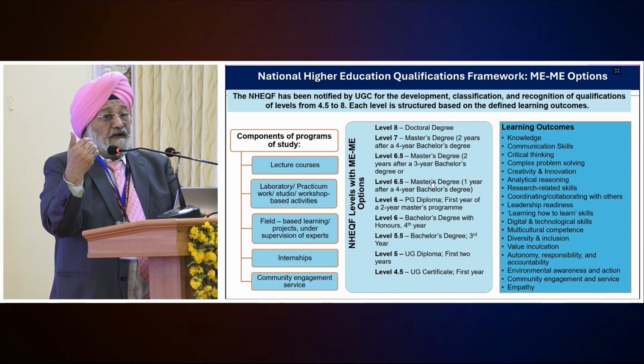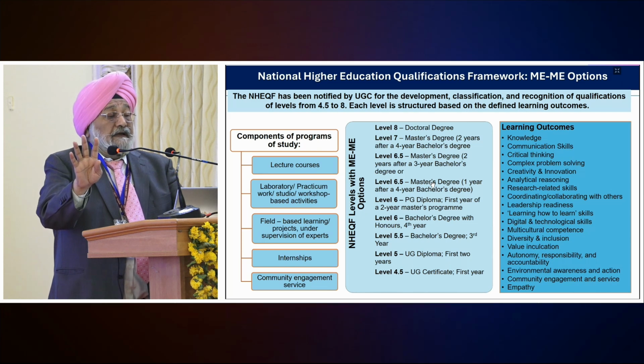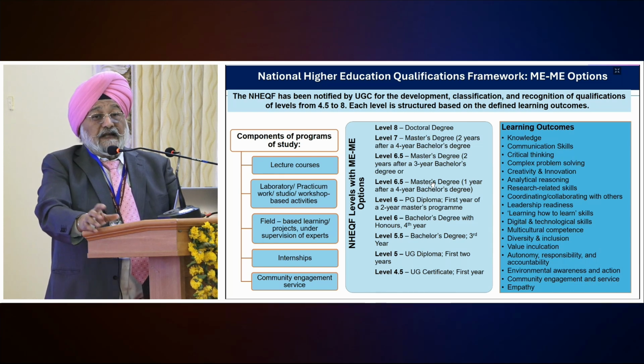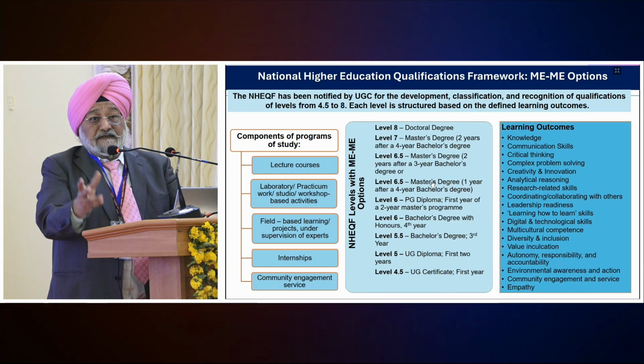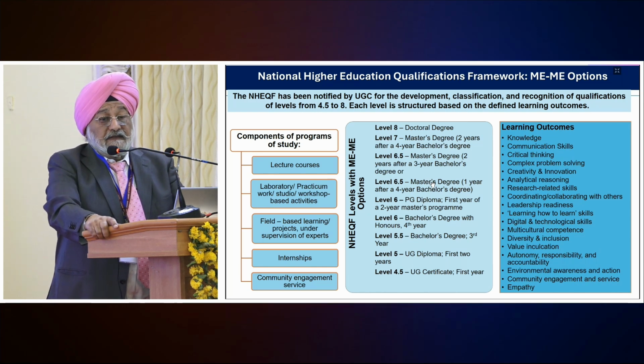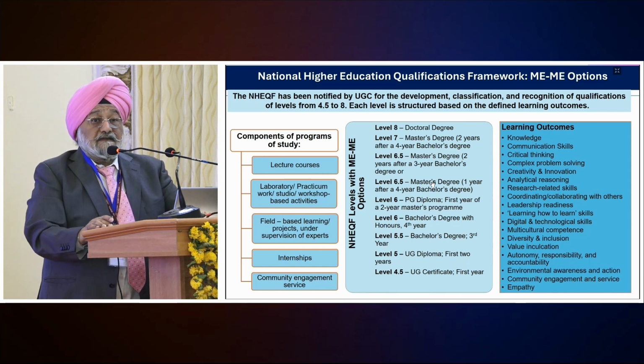If he goes out after 2 years and gets a 4-credit exit course, he gets a UG diploma. After 3 years, a complete UG degree, and after 4 years, a UG degree with honors. So that is possible, and this has been implemented. Even IITs are now thinking of implementing this. Earlier, they were a little hesitant, but they have now started working on this.